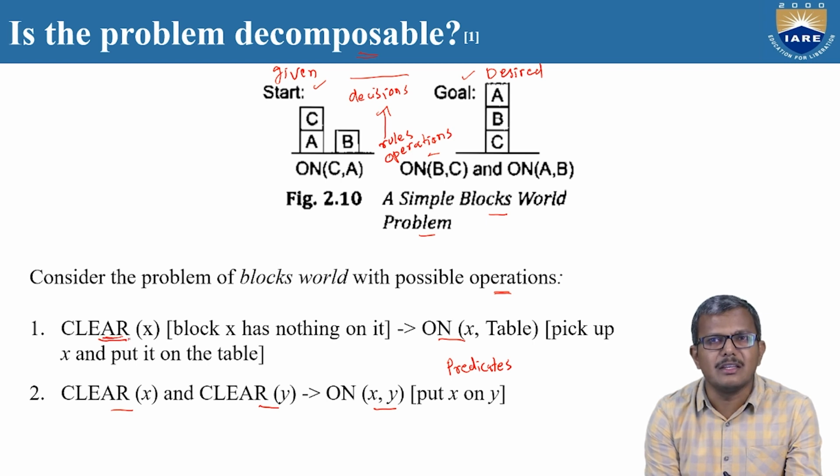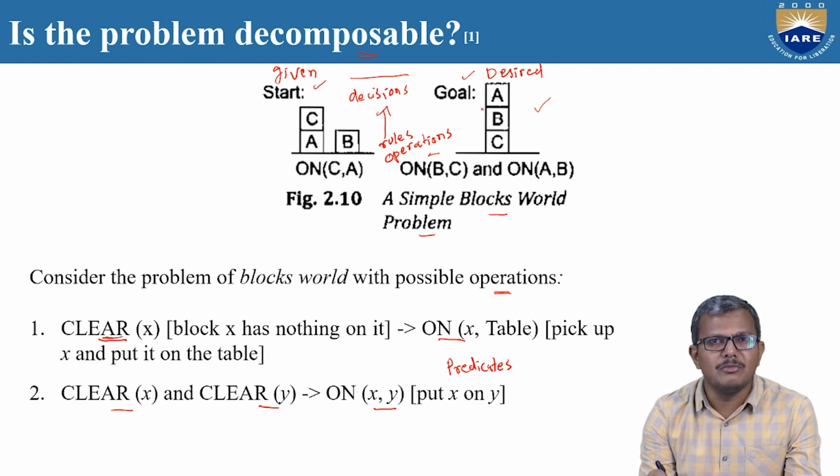If I say clear x, what does it mean? It means the x block is clear. You try to understand this block world problem. Blocks world problem is nothing but arranging the blocks in a particular state. This kind of arrangement of blocks has been given to you, and you are supposed to rearrange the blocks in such a way that you get the blocks in the order given in the goal state.